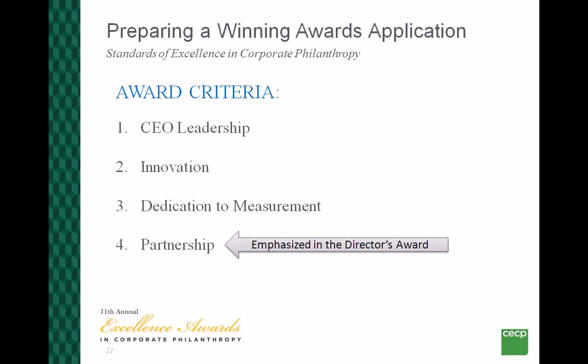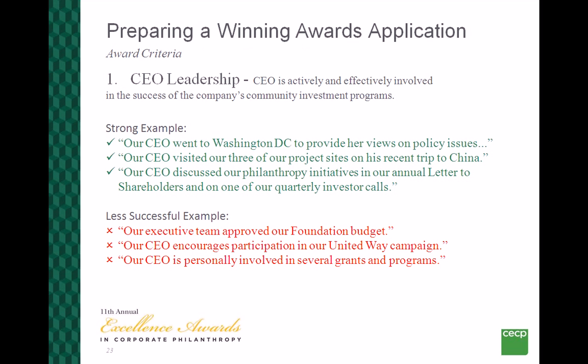The partnership category is what's emphasized in the Director's Award, because, again, this is filled out jointly by a corporation and a nonprofit. In the Corporate Award, all 4 of these criteria are given the same point value. I'm going to go through these one at a time and share with you strong examples and less successful examples of answers that we've seen shared with the jury in the past.